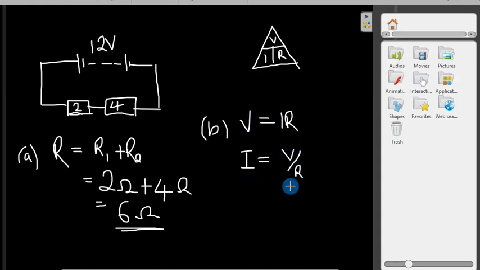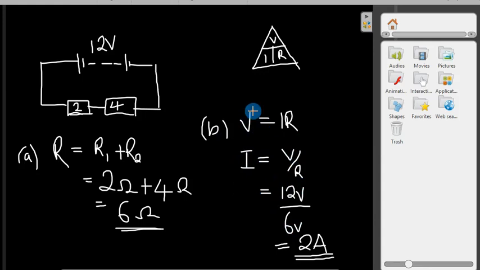Then we substitute in our equation. The voltage of the battery is 12 volts, so this is going to be 12 volts divided by the total resistance, which we just found to be 6 ohms. This gives us 2, and remember the unit for current is amps, so don't forget to indicate your unit. So that's the second part of the question, B, which is saying calculate the current through the circuit. So current is equal to V over R, just like we have calculated.